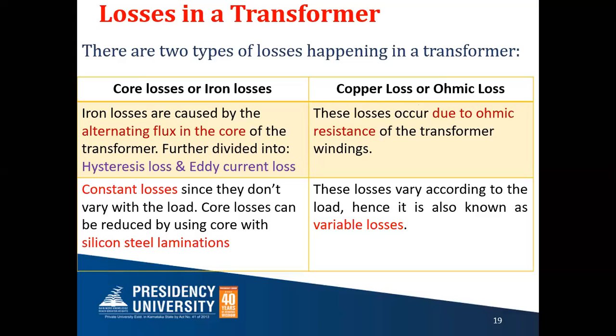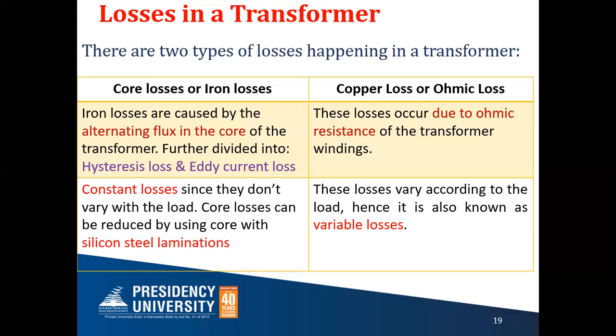Right. The core loss is mainly divided into two: hysteresis loss and eddy current loss. I mentioned here, the first loss under the core loss is hysteresis loss, and the second one is eddy current loss. I will explain these. One more thing, this hysteresis loss and eddy current loss, that is core loss. This core loss is happening because of the flux present inside the core. What is the purpose of the core? The core carries the flux from the primary winding to the secondary winding, right? Due to that flux, there are some kinds of losses.